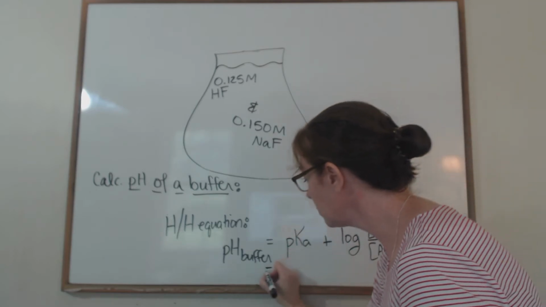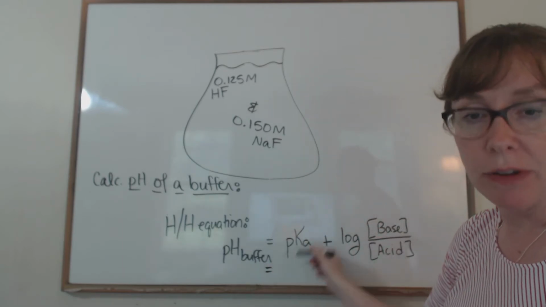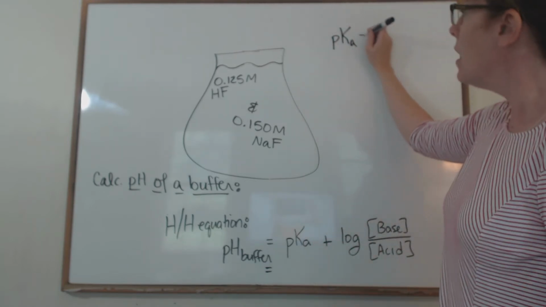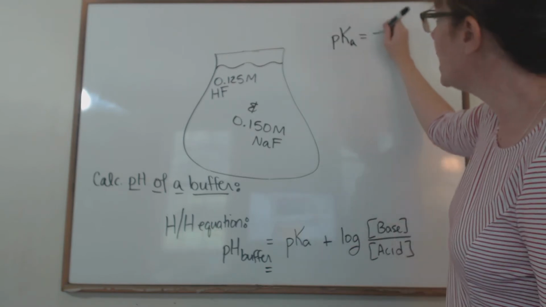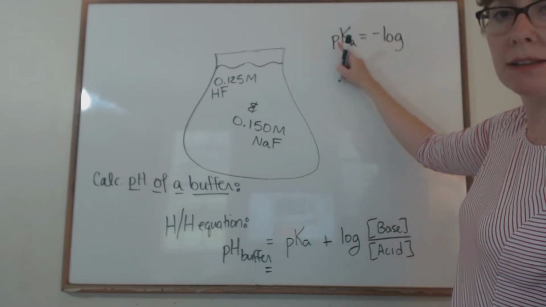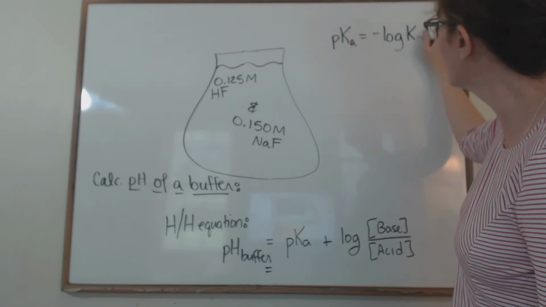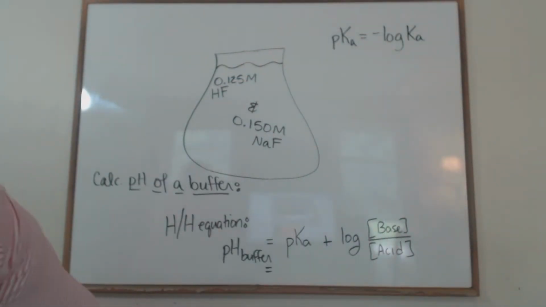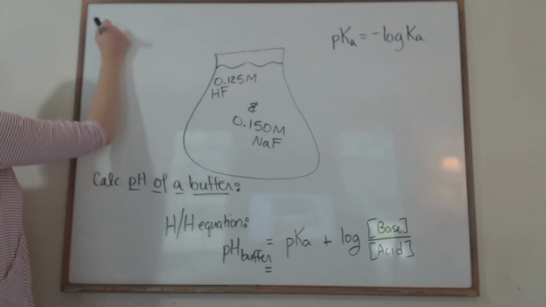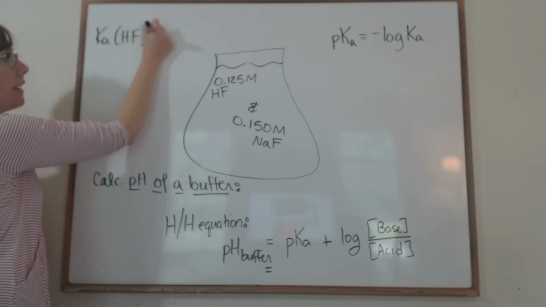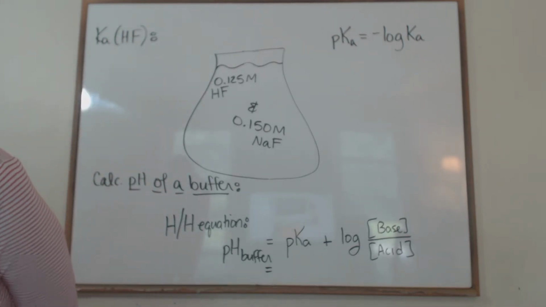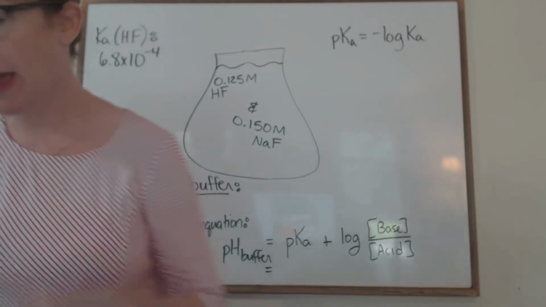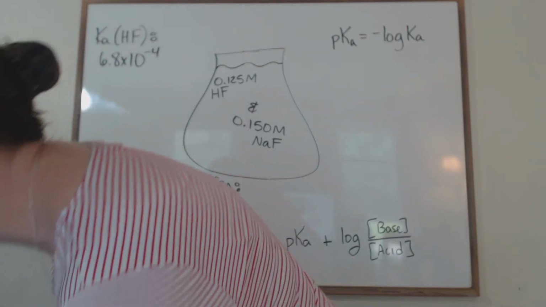Okay, so to calculate the pH of this buffer, we need the pKa. Now, a couple things about pKa. The pKa, as we talked about before, is just the negative log, because that's what P means, negative log of the Ka. So as long as you know the Ka, you can get the pKa. And actually, I need to give you the Ka of HF. This would have to be provided on the test. 6.8 times 10 to the minus 4th. And I just got that from the list of Kas on page 739.